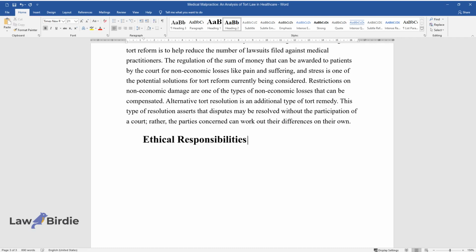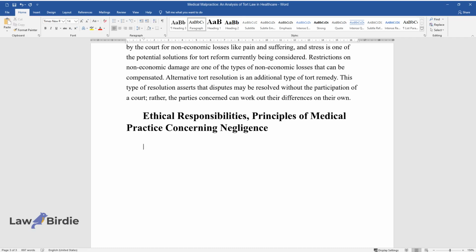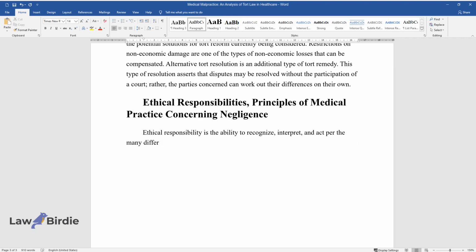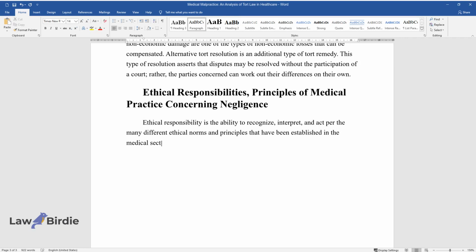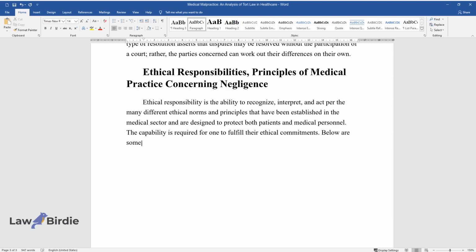Ethical responsibilities, principles of medical practice concerning negligence. Ethical responsibility is the ability to recognize, interpret, and act per the many different ethical norms and principles that have been established in the medical sector and are designed to protect both patients and medical personnel. The capability is required for one to fulfill their ethical commitments. Below are some of the fundamental principles of ethics.